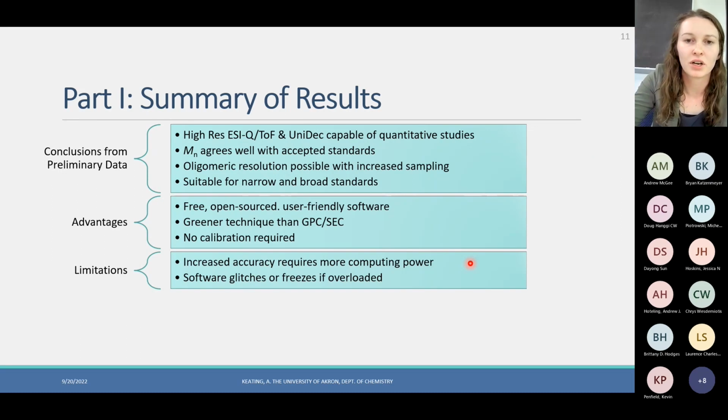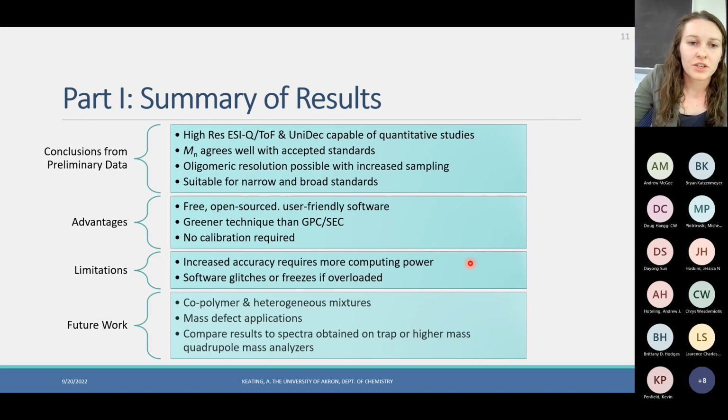The i7 processor. And so future work that I'm interested in is looking at the ability of this to distinguish copolymers or heterogeneous mixtures. There's already a mass defect application built into the software for proteins, so it could be interesting for polymers as well. And then I'd be interested in comparing the results to those obtained on either trap instruments or higher mass quadrupoles, and seeing how you could compare data sets from instrument to instrument.